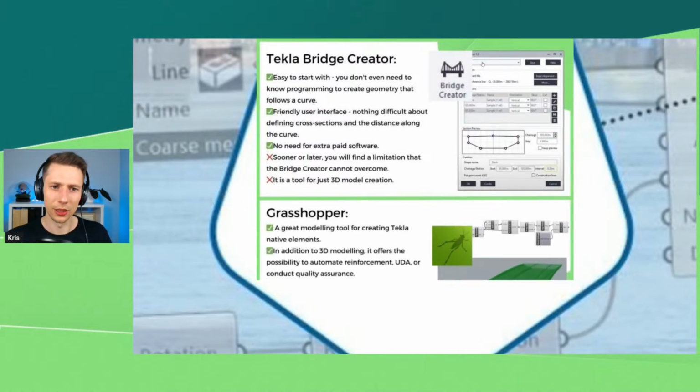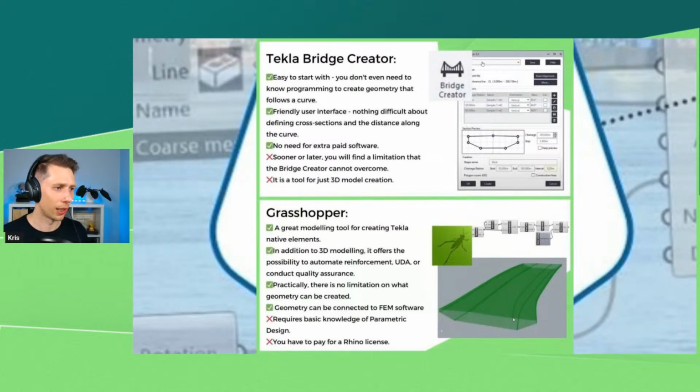So let's go to another slide that will show the advantages of Grasshopper. It's more than 3D modeling too. We can work more with the reinforcement. We can create other types of elements, not just linear elements, which Bridge Creator is good at, but we can also create different types. We can also connect to different finite element software. And this is also a huge benefit, that we can send geometry of prestressed cables from one software to another. Practically, there are no limitations, of course.